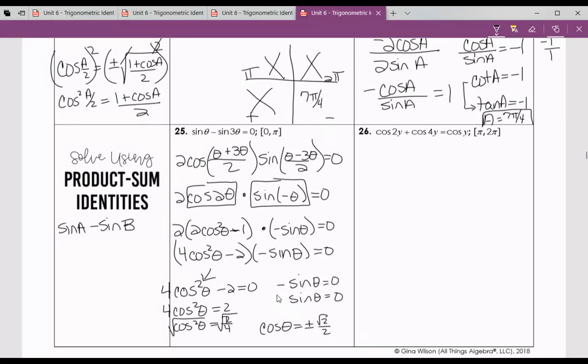So I am looking for places where sine theta is 0 and cosine theta is positive and negative square root of 2 over 2. I am on a restricted interval. I can go from 0 to pi, which means I do not look at the third or fourth quadrant. So sine being 0 means the y coordinate is 0. So I have 1, 0 here, and I have negative 1, 0 here. So for this one, theta is equal to 0 and pi.